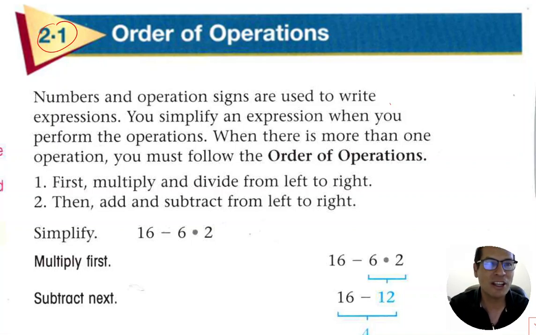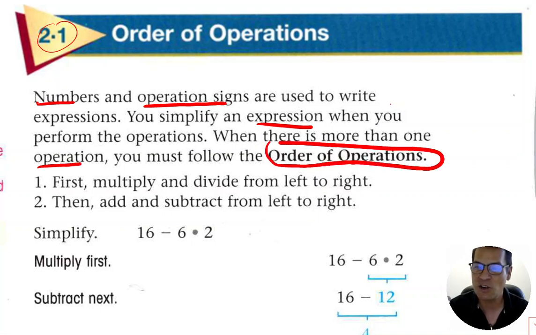All right, so in 2-1, we're entering into order of operations. So numbers, as we just said, and operation signs are used to write expressions. You can simplify an expression when you perform the operations. Now, when there's more than one operation, you have to follow what we just talked about, which is the order of operations. So here's what we're going to remember. We're going to always first multiply and divide from left to right. Then we're going to add and subtract from left to right.